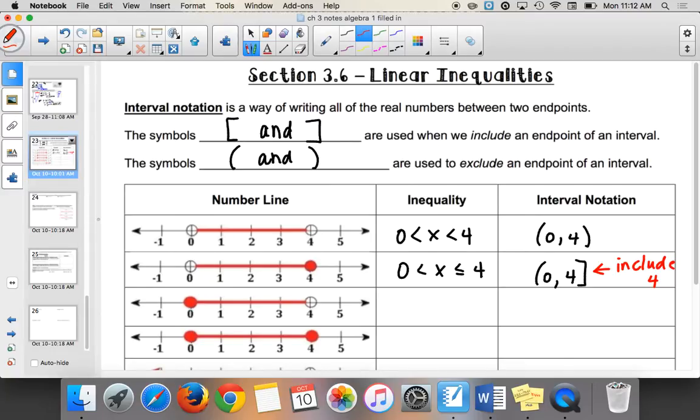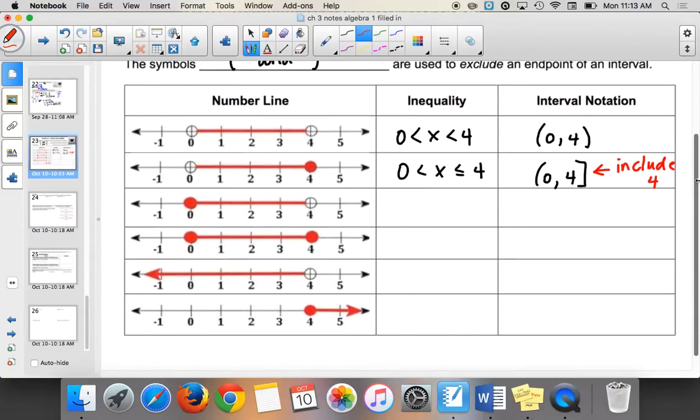So what is it when the dots are filled in versus not filled in? When it's filled in, that means that it's part of our solution set. Okay, so we'll do some examples.